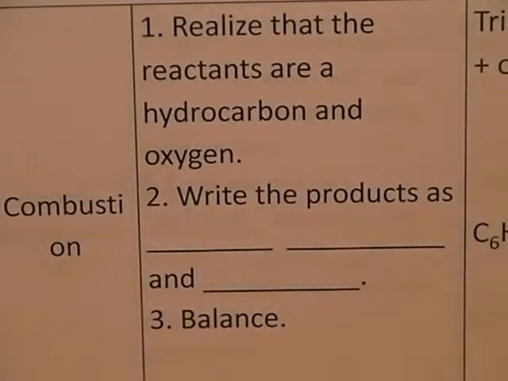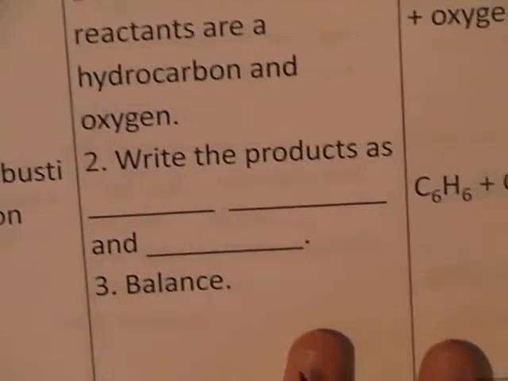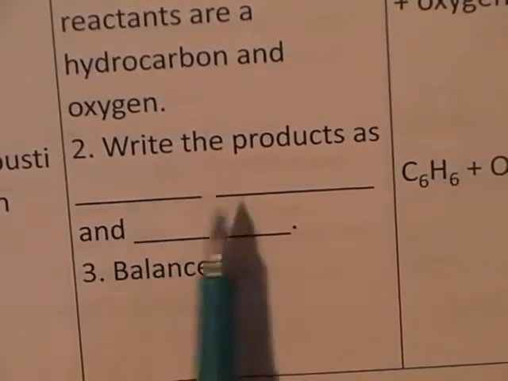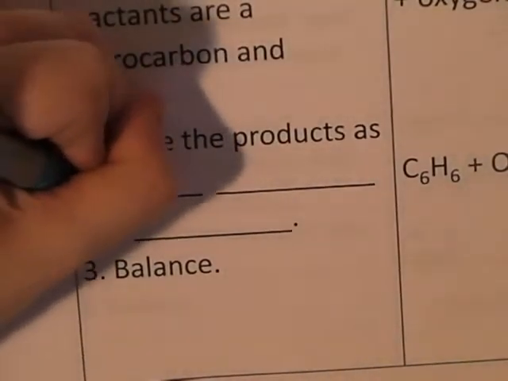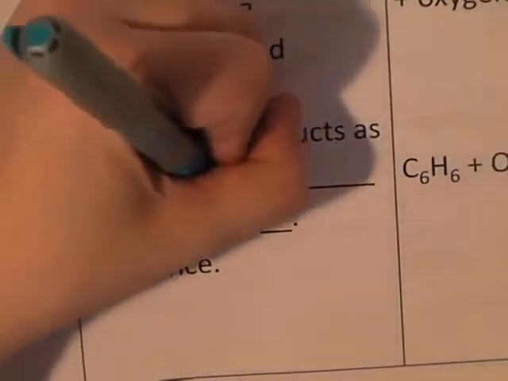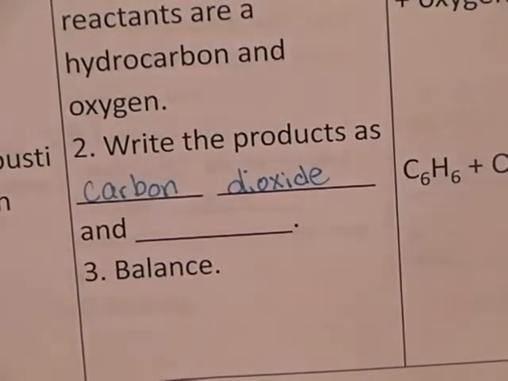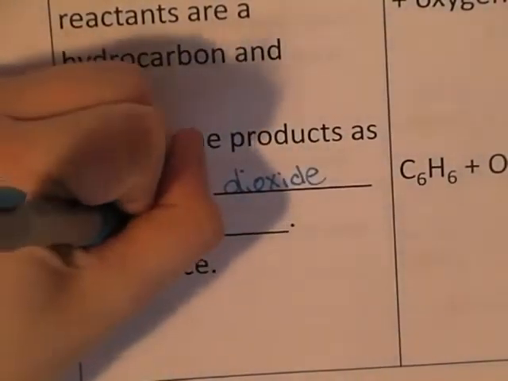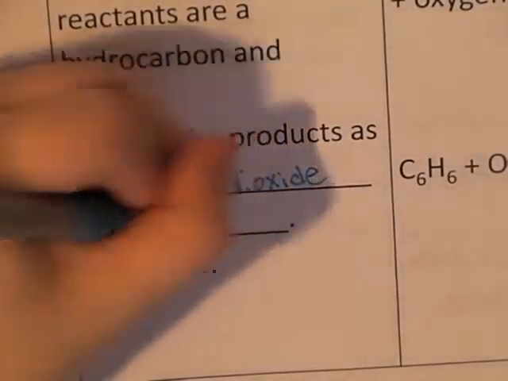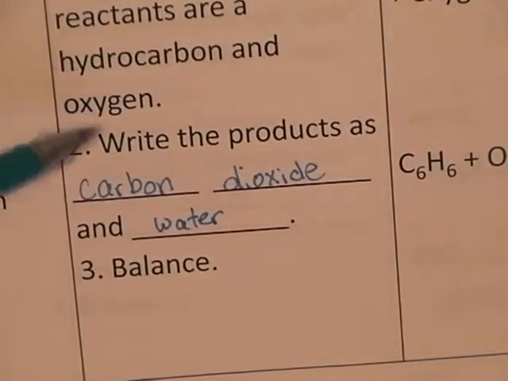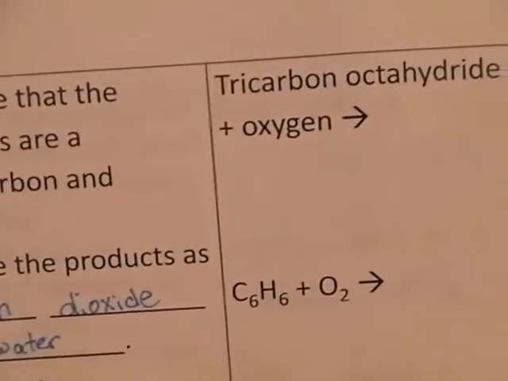They're always the same. What are the 2 products in a combustion reaction? We're going to write them right here. The first product is always CO2, or carbon dioxide. And what's the second one? Always. The second one is always H2O, or water. That's it for this one. As long as you recognize your hydrocarbon and oxygen, the product is CO2 and H2O every time. And then you balance at the end.